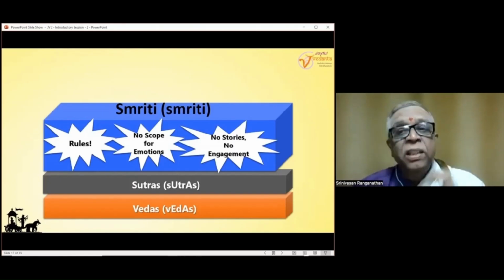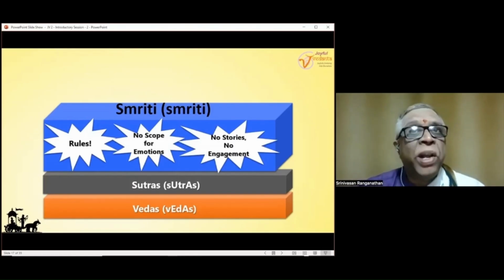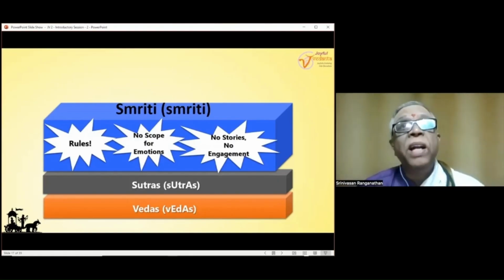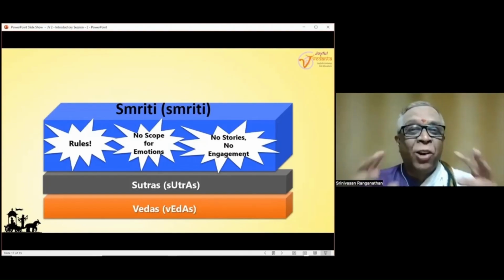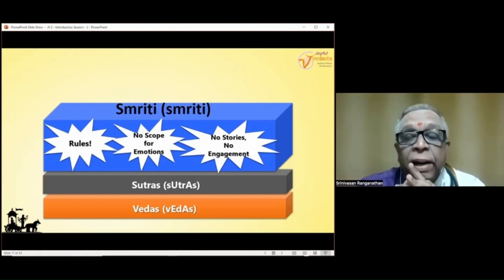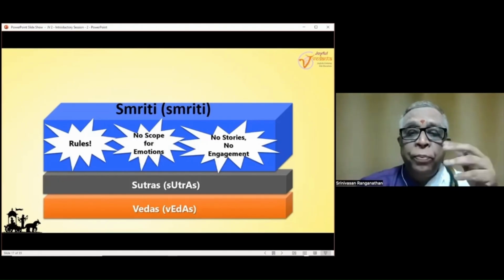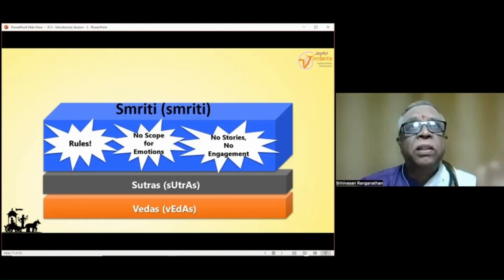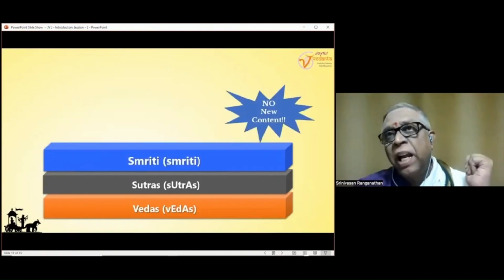Whereas in the Smritis, there were no stories, there was no engagement, and the audience felt bored. So you read a Smriti for 10 minutes and then you feel sleepy, right? And then you finally conclude that the Smriti's objective itself is to get good sleep. So all those things started to happen, right? No stories, no engagement. Now, how do you sort out this problem? To sort out this problem came the next hierarchy, right?